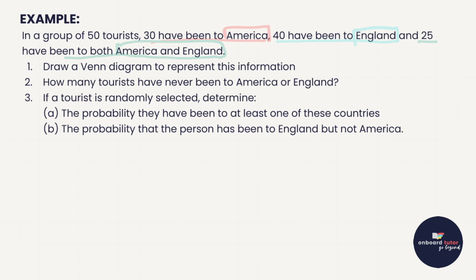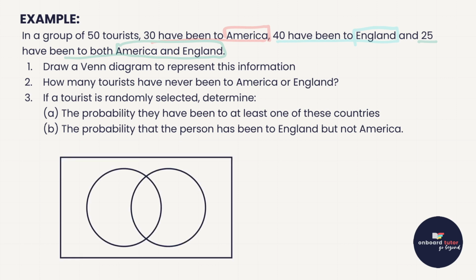So I'm going to draw a block, and in that block I need to have 2 circles. Okay, there is my sample space. How many elements are in this sample space? Well, that comes from the opening line: in a group of 50 tourists. So there need to be 50 people here.